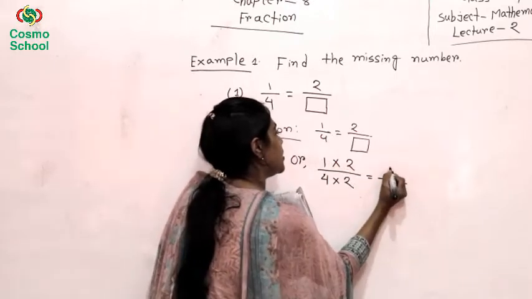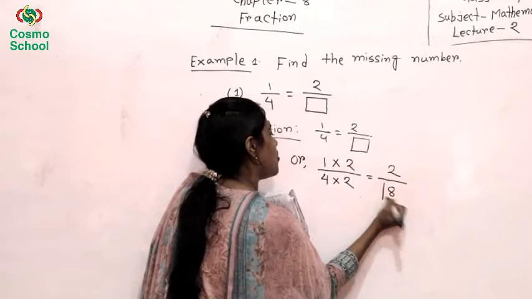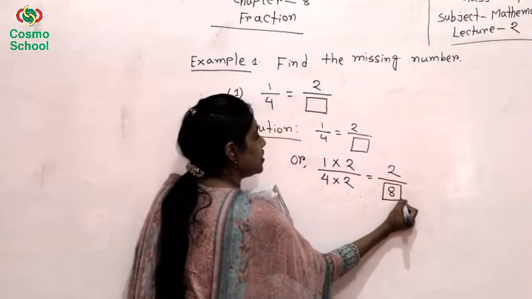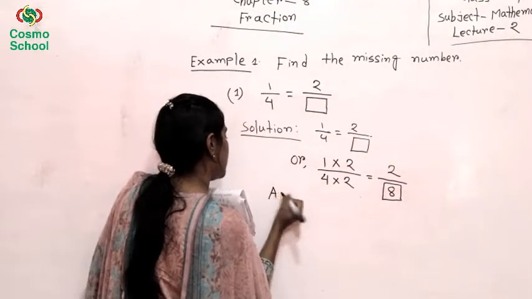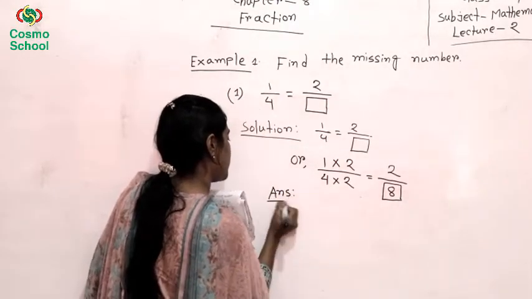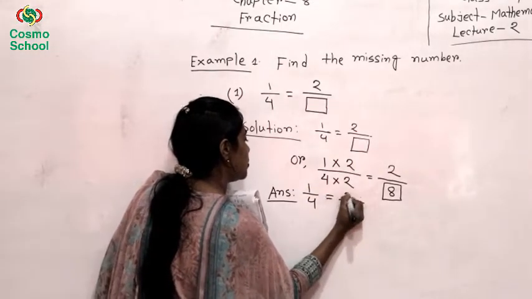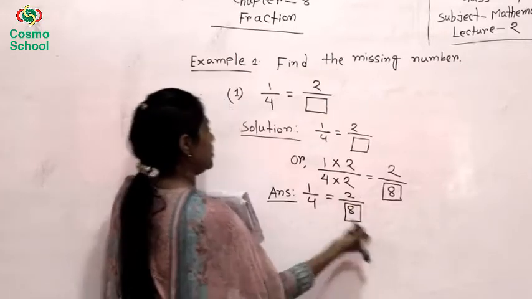So I get the result 2, and 4 is multiplying 2 and I get the result 8. This 8 is the missing number. So the answer is 1 divided by 4 is 2 divided by 8.